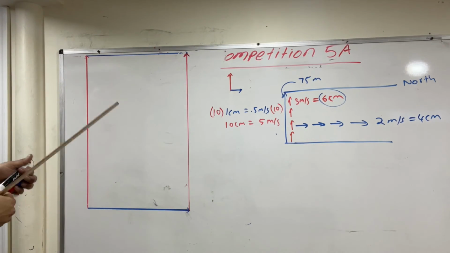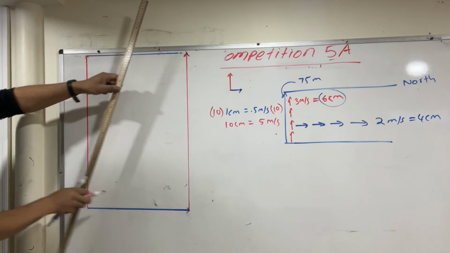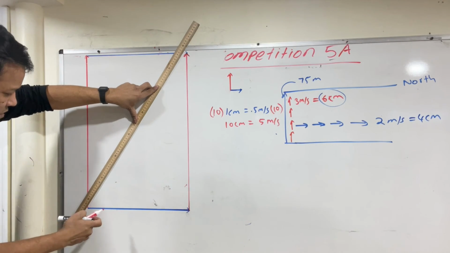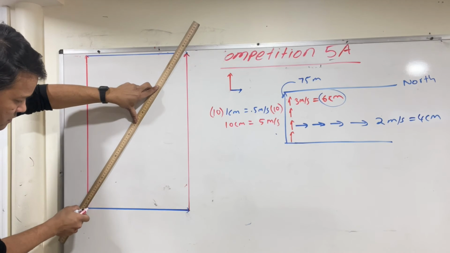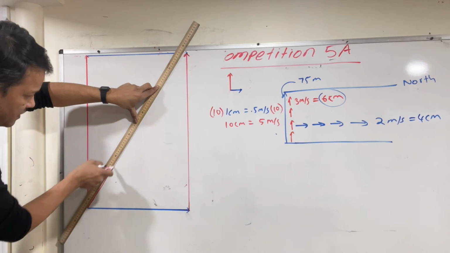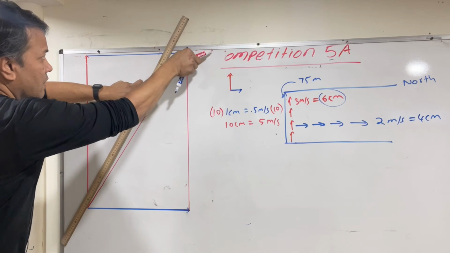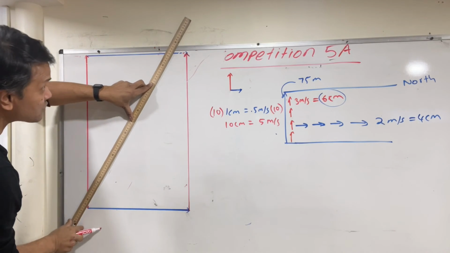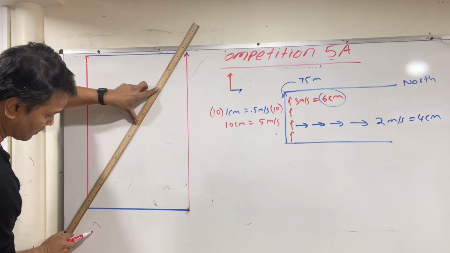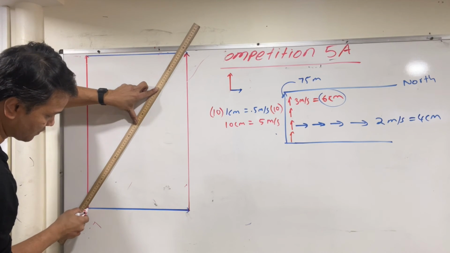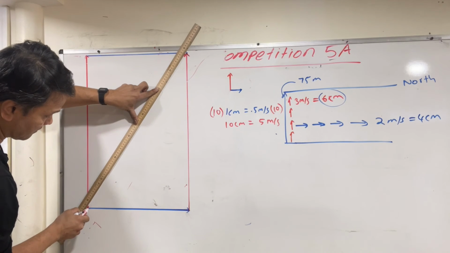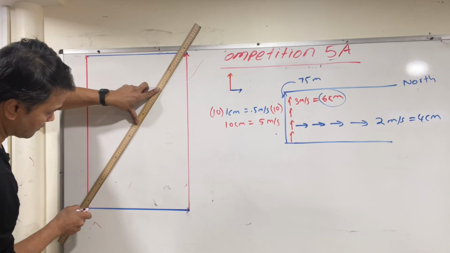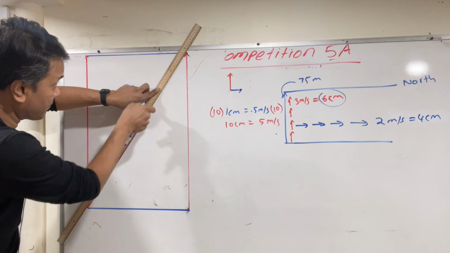Okay, now we're going to draw the resultant. So I'm going to draw the resultant from this side to this side. I always draw the resultant in red. I missed that. Be careful. Do not compromise with your quality.